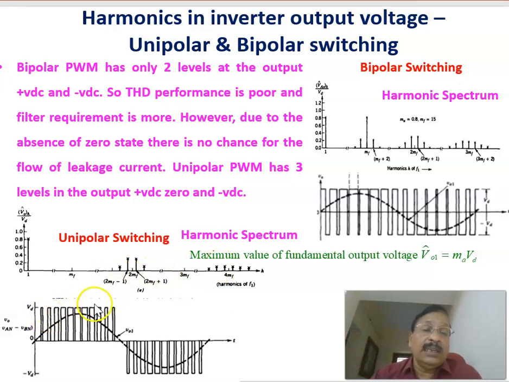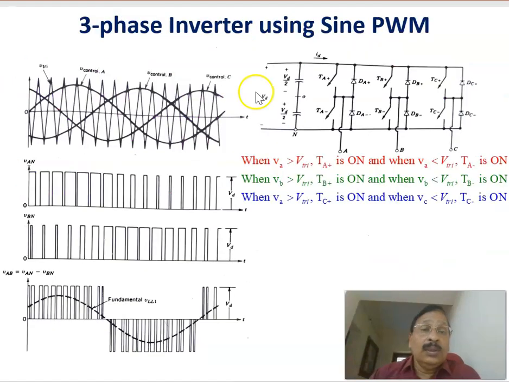THD of the inverter output voltage is relatively less compared to the bipolar switching. Magnitude is given by, in both cases, equal to MA into VD. VD is the DC bus voltage or DC source voltage, and this is oscillating between plus VD and minus VD, and this will be plus VD, 0 or minus VD, like that.